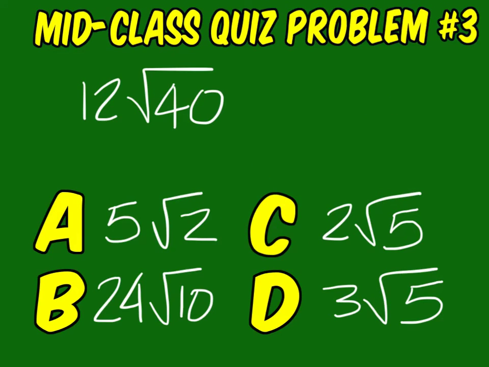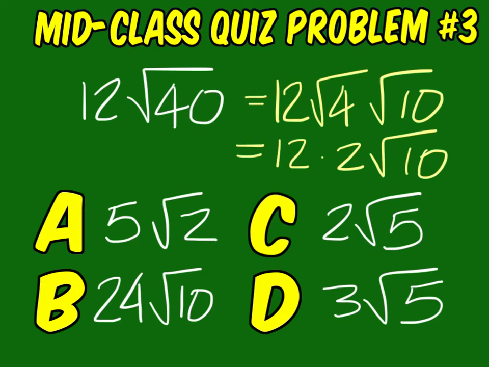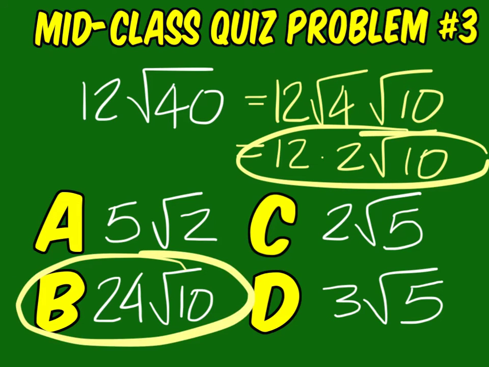Number 3. On this one, the 40 will break up as 4 and 10. So it's going to be 12 times 2, square root of 10. This will give you a 24, square root of 10. So the answer is B.